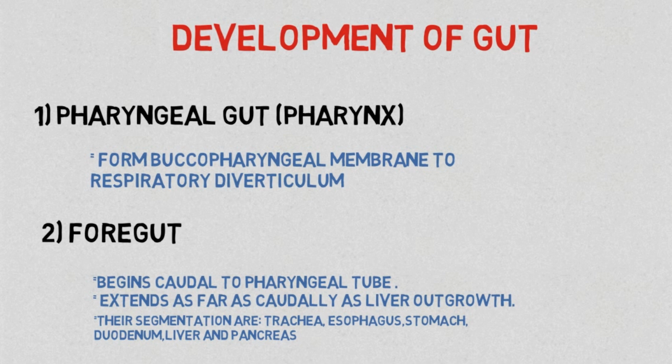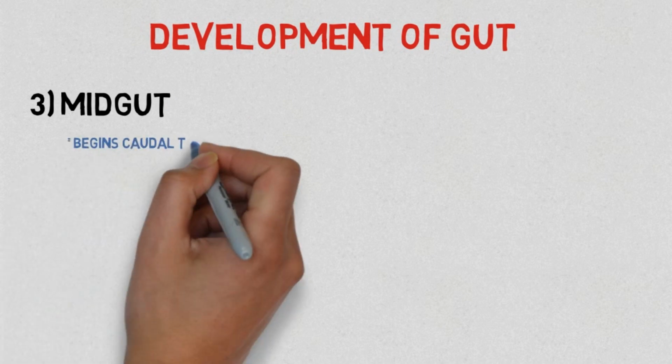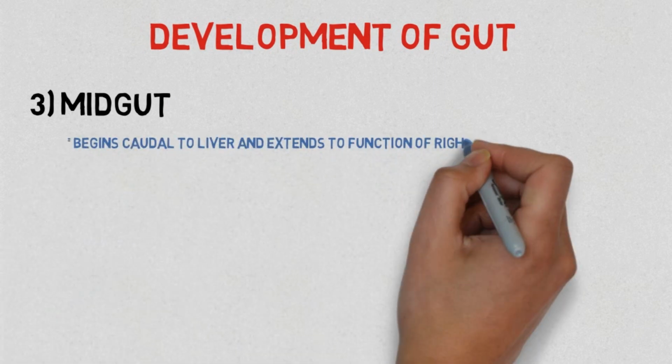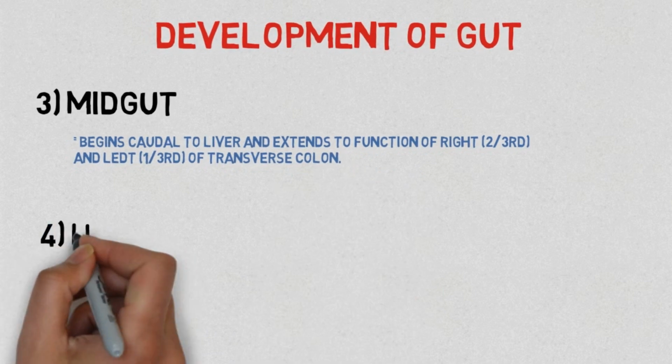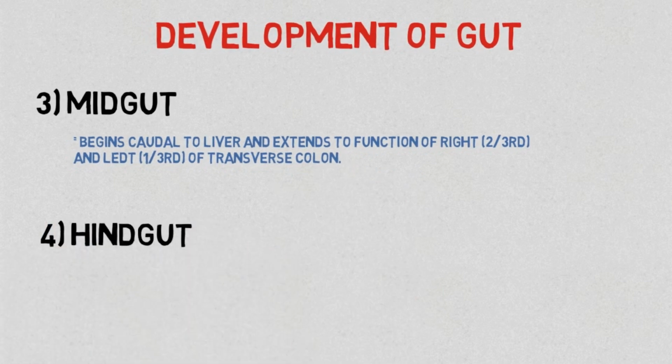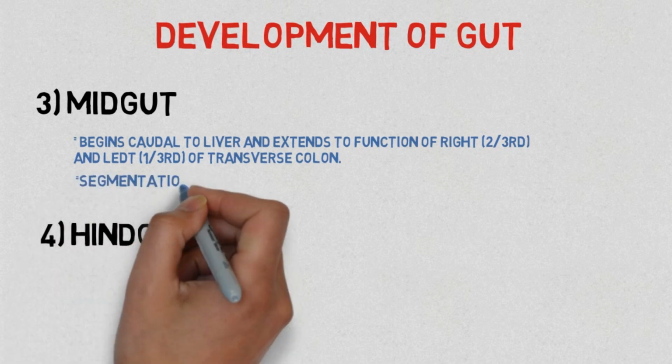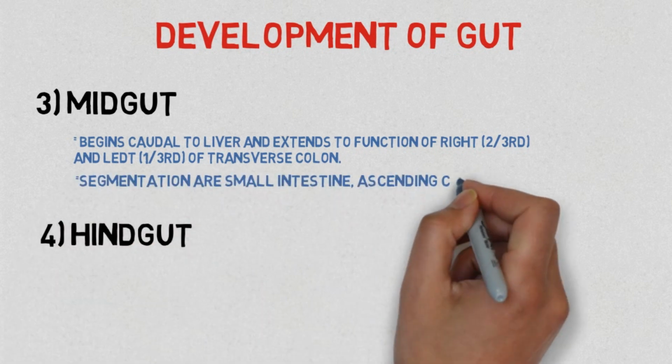Next we have the midgut. The midgut begins caudally to the liver and extends to the junction of the right 2/3 and left 1/3 of the transverse colon. The segmentations of the midgut are small intestine, ascending colon, and proximal 2/3 of the transverse colon.